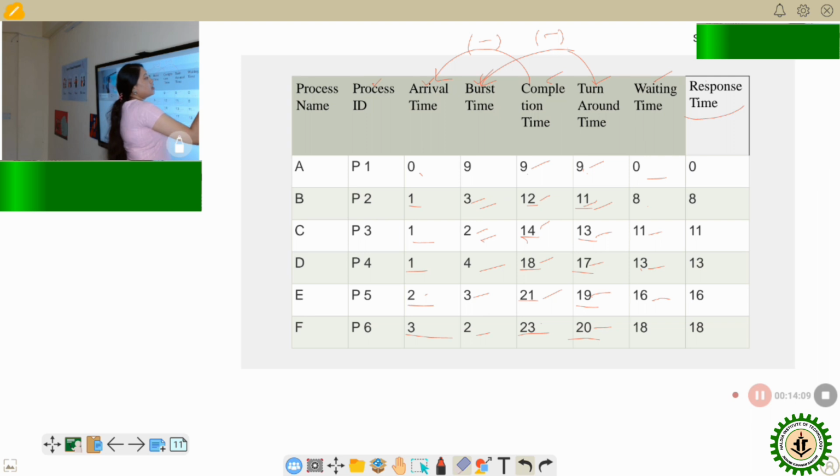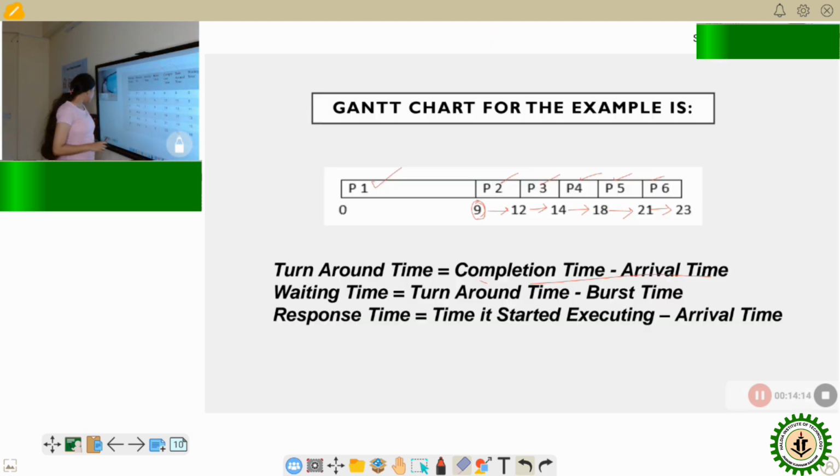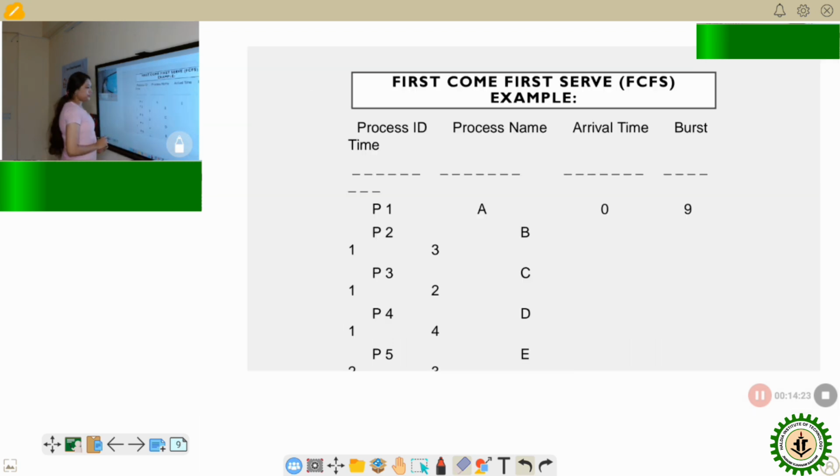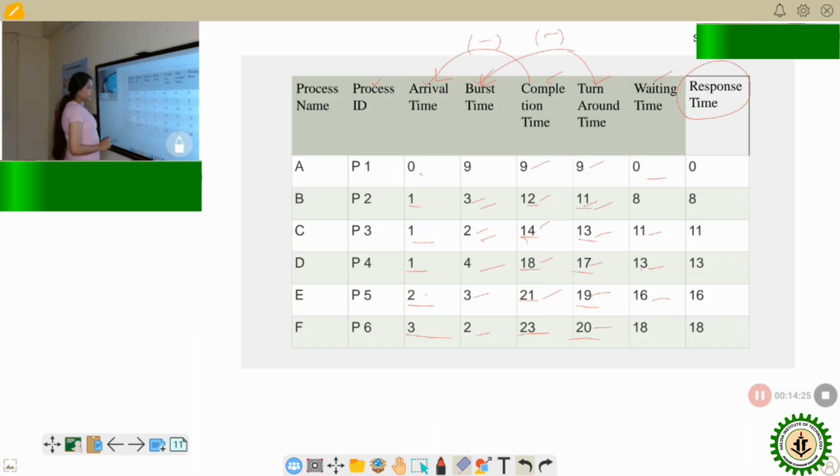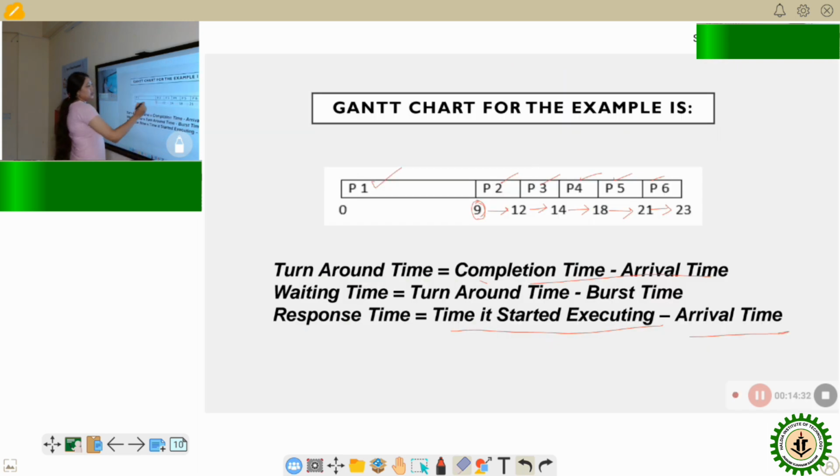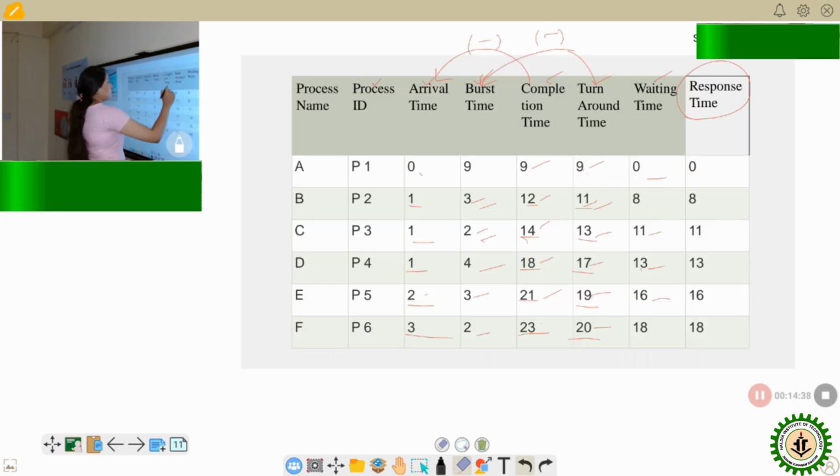Then there is another term called response time. We have already discussed earlier, that is the time where it started its execution minus its arrival. Through the Gantt chart, we can see that P1 started at 0, so 0 minus 0 will be 0.